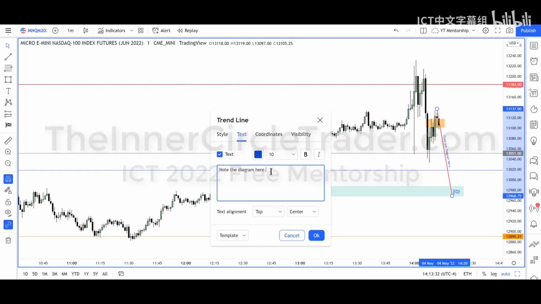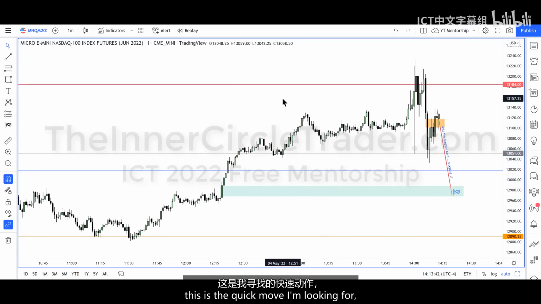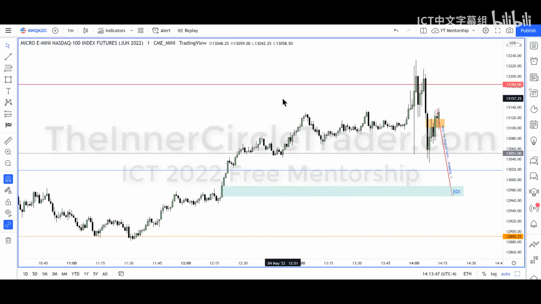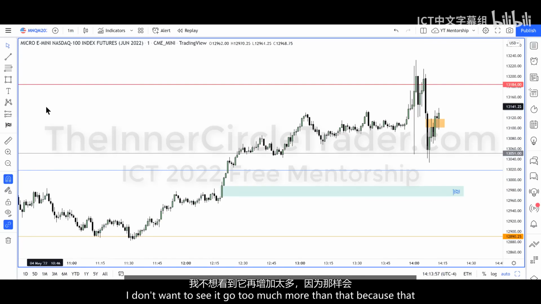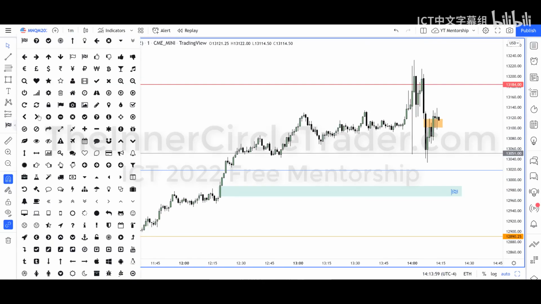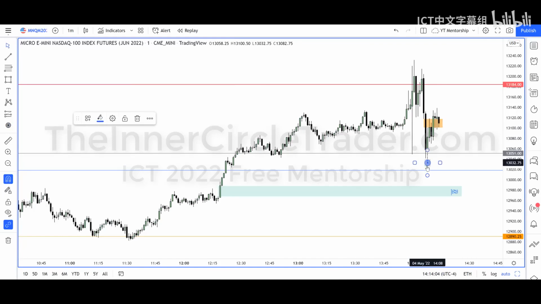So I'm noticing that it's likely to draw down here. I'm drawing this out so that we can see the diagram is dropping. The idea is to drop down here first. This is the quick move I'm looking for, then to run through Tuesday's highs. All right, so it should start dropping in here. I don't want to see it go too much more than that because that would upset the fair value gap that is not yet traded into. I think that's going to be the next real drop.